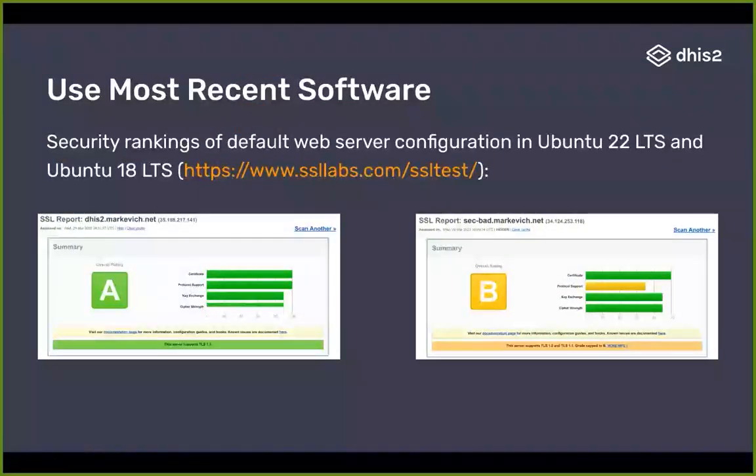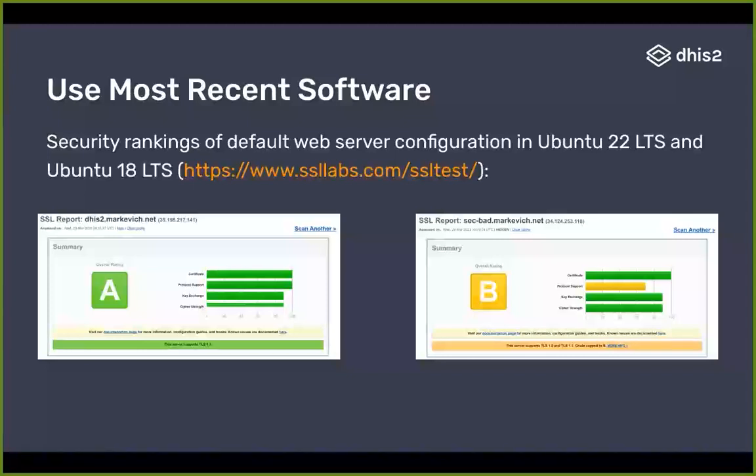One more thing about using the most recent software. These are two pictures showing the default network security or HTTPS TLS setup for Ubuntu 18 and Ubuntu 22. Both systems have long-term support, so it means that they should be secure in the default configuration if you set them up just by downloading and configuring with default settings.